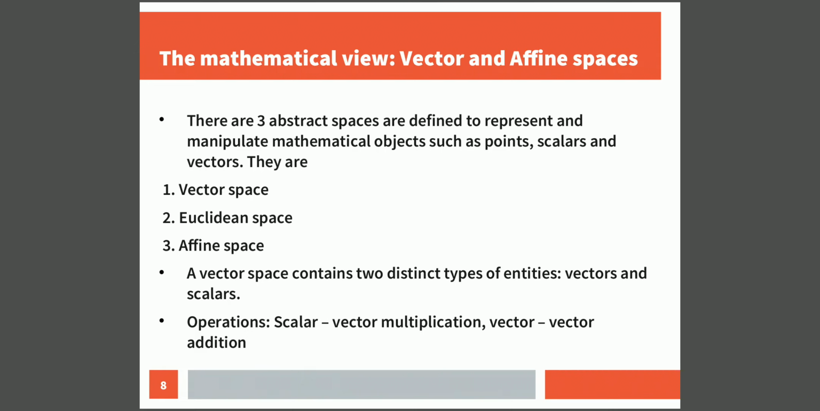Then what are the operations we can perform in these vector spaces? It is scalar vector multiplication that we have discussed before, and vector vector addition. This also we have discussed using the head to tail rule. These are the only 2 operations which are supported by vector space.